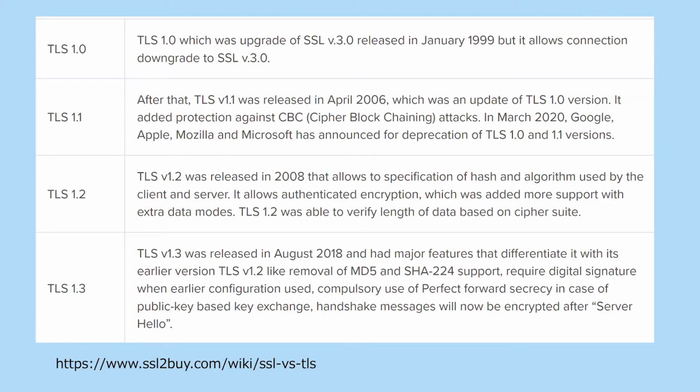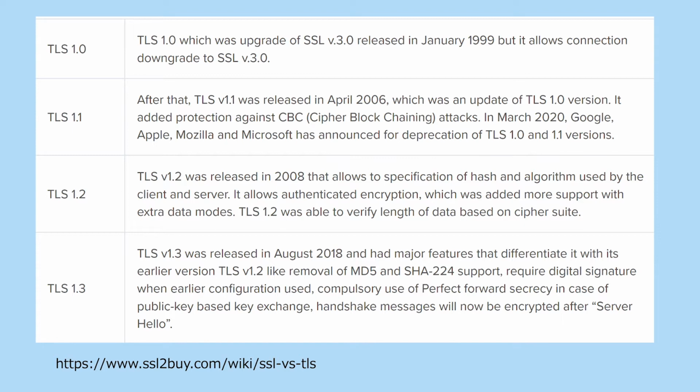So then here are a few other things about Transport Layer Security, and we can run through those real quick. TLS 1.0 was an upgrade from SSL in January 1999, but you were allowed to downgrade back to Secure Sockets Layer version 3. After 1.1 was released in April 2006, a solid 7-year gap there, it was updated to TLS version 1.1. It added protection against cipher block chaining attacks. Then in March 2020, Google, Apple, Mozilla, Microsoft and Amazon announced that it was finally deprecated. That was only 2 years ago. We all probably started school by then.